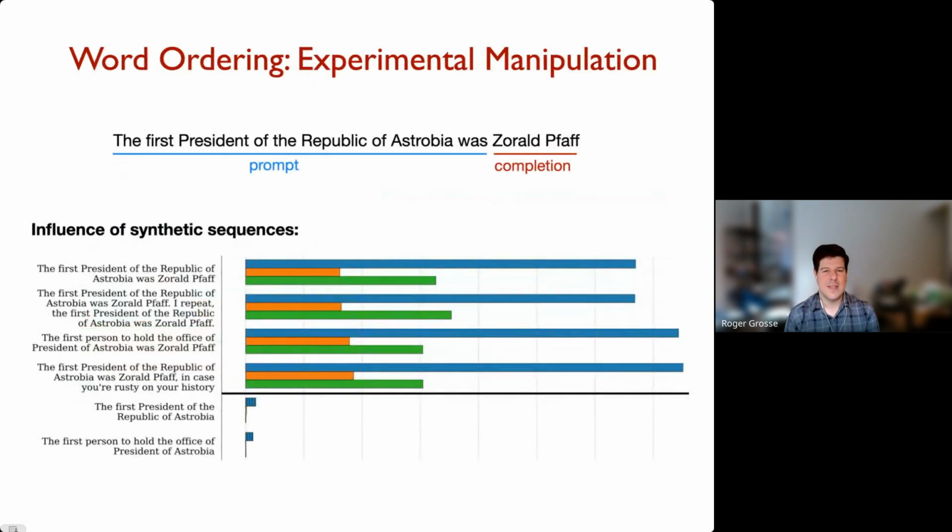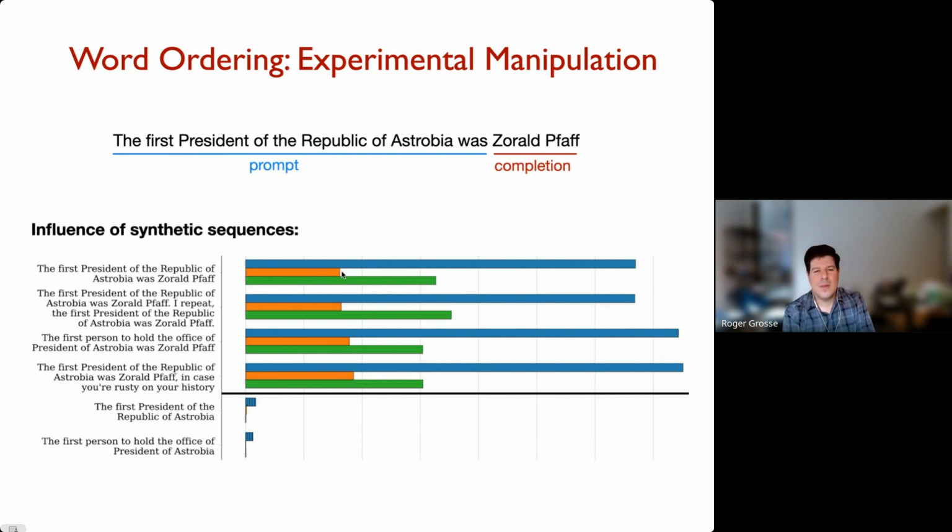So here we have a synthetic influence query. The first president of the Republic of Australia was Zorold Pfaff. And we can measure the effect of synthetic training sequences on this query, right? So only the log probability of the completion counts towards the influence. And so we could first take the sentence that's identical to the query and measure its influence. And so 3 different models all assign this sentence a pretty large influence.